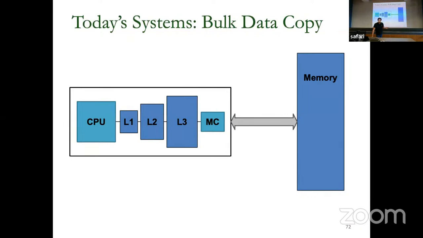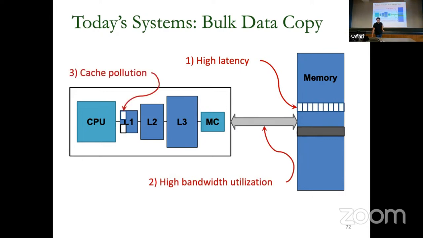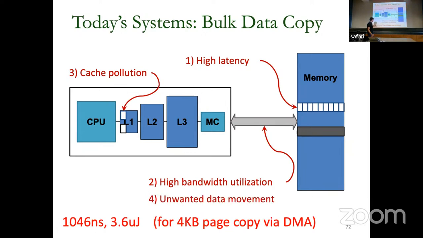And the problem is that the way that these operations are performed is by using the CPU. So if you want to copy one row or one page in memory to another page in memory, you'll have to bring cache line by cache line to the processor, perform the copy operation, and then write back. And this is something that is high latency, high bandwidth utilization, occupying this memory bus for a long time. It causes cache pollution for sure, that can affect the performance of other applications that could use the cache in a more efficient way. And there is a lot of unwanted data movement. This is costly, both in terms of latency and energy. Here you have some real numbers for a 4 kilobyte page copy via DMA operation.